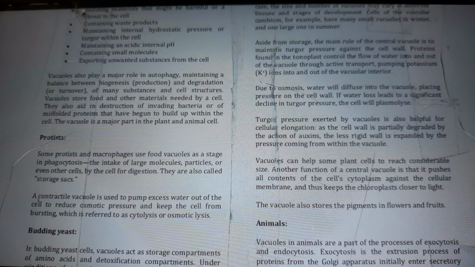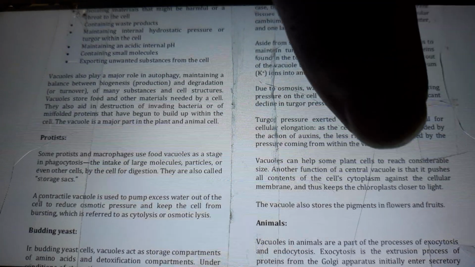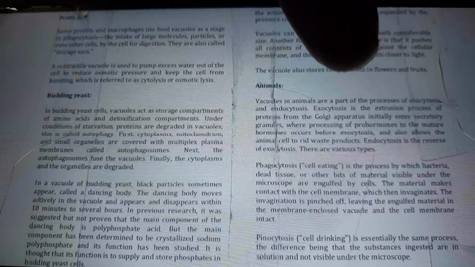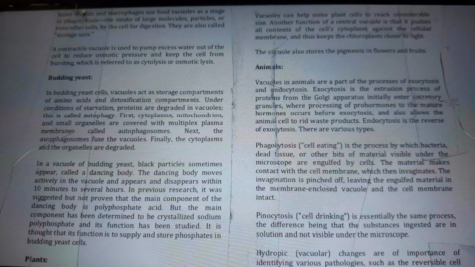Another function of a cell vacuole is that it pushes all contents of the cell's cytoplasm against the cellular membrane and thus keeps the chloroplasts closer to light. The vacuole also stores the pigments in flowers and fruits.